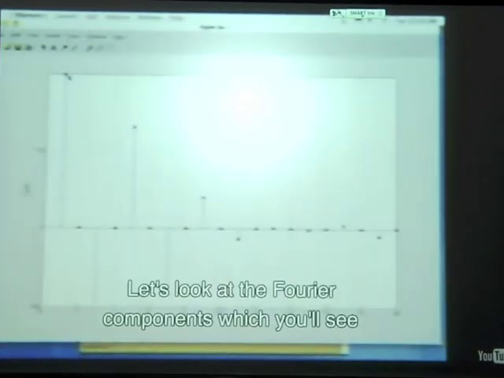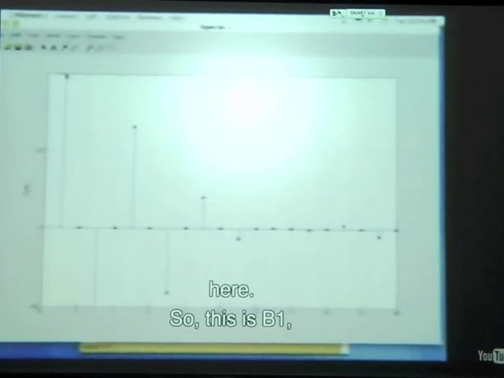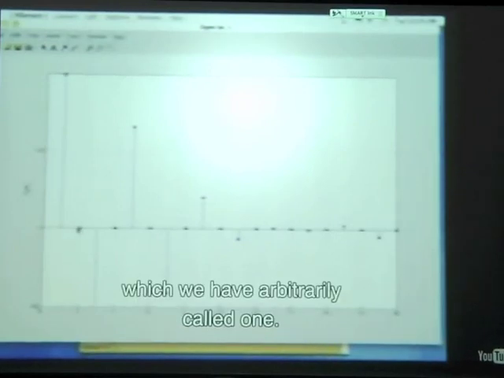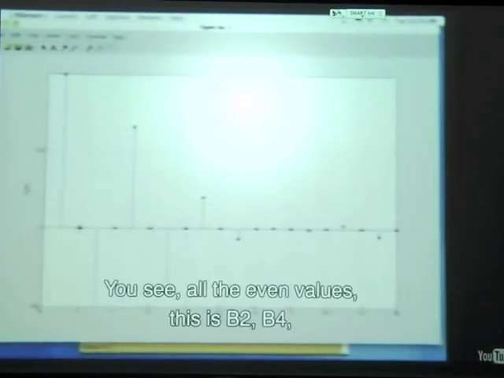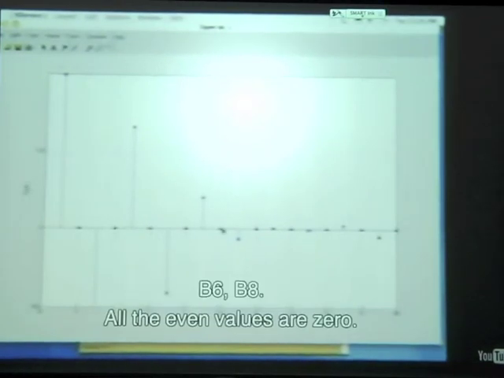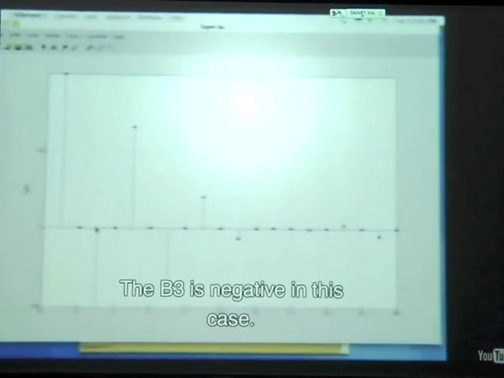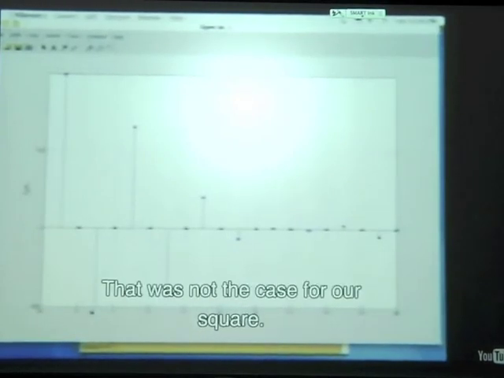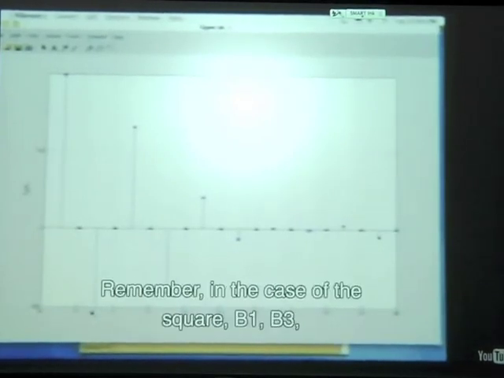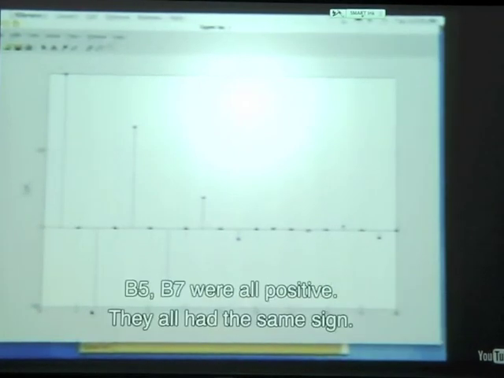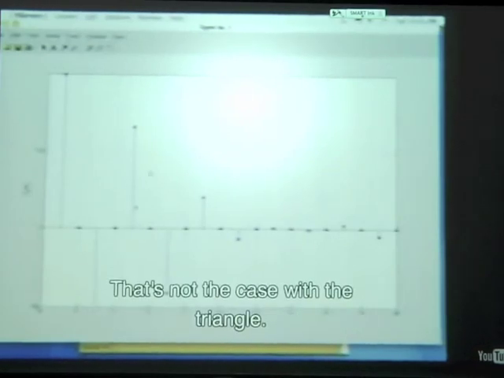So this is B1, which we have arbitrarily called 1. You see all the even values. This is B2, B4, B6, B8. All the even values are 0. The B3 is negative, in this case. That was not the case for our square. Remember, in the case of the square, B1, B3, B5, B7 were all positive. They all had the same sign. That's not the case with the triangle. They alternate.